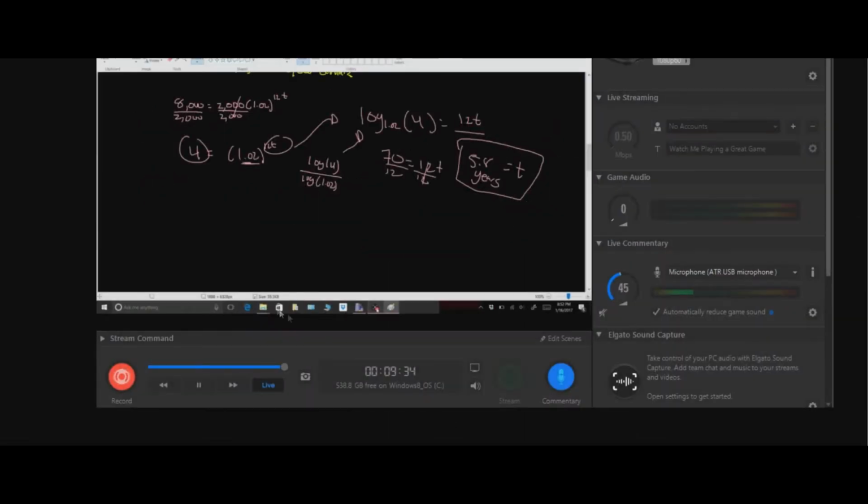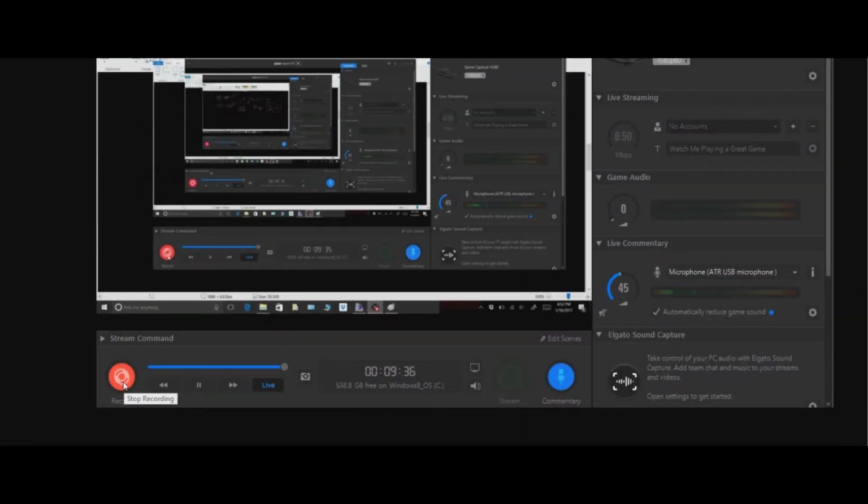All right. Hopefully that helped you to understand how to use logarithms to help solve some of these compound interest problems.